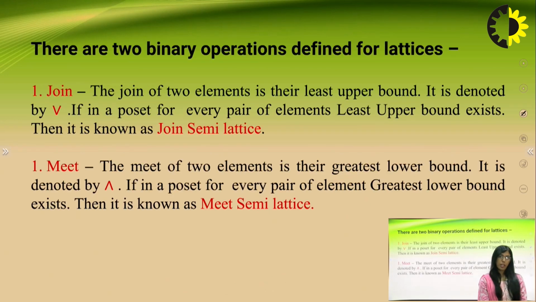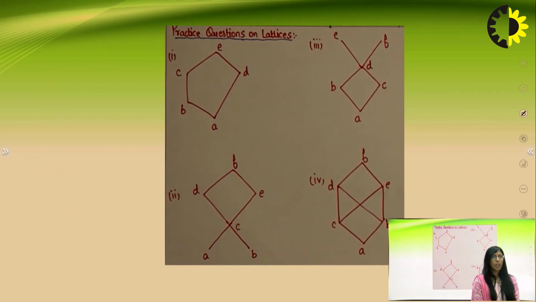The two operations that we can perform on a lattice are, first, join. The join of two elements is their least upper bound. If we perform this operation, we can find the least upper bound. It is denoted by the symbol ∨, and if in a particular poset only the least upper bound exists, then that structure is known as a join semi-lattice. The second one is meet. The meet of two elements is their greatest lower bound. It is denoted by the symbol ∧, the inverted V. If in a poset for every pair of elements only the greatest lower bound exists, then it is known as a meet semi-lattice.